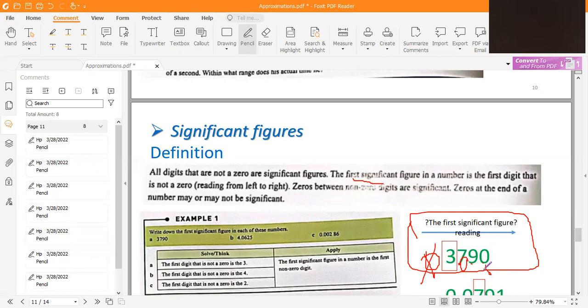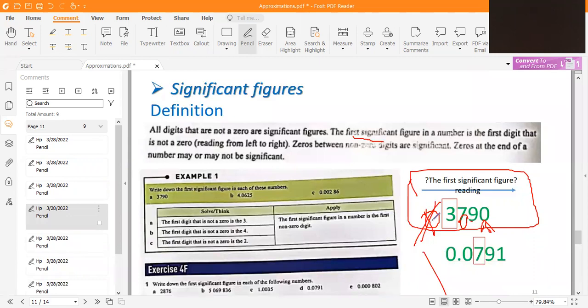The 0 which is on the right, after a digit which is not a 0, is a significant figure. So the condition is to start to enumerate the significant figures from left to right with a digit which is not equal to 0. So zeros between non-zero digits are significant. Very good. Zeros at the end may or may not be significant. Okay, so we will continue.